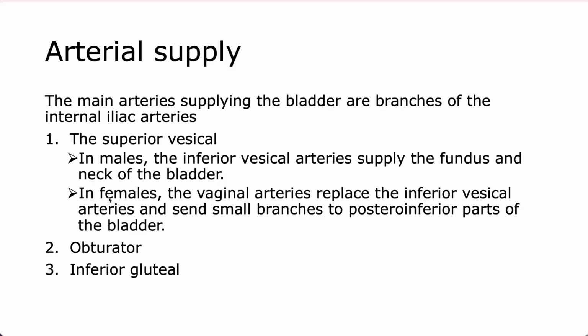So in females, instead of inferior vesical, we have the vaginal artery. So that is a replacement, and that will be responsible to supply. And obturator and inferior gluteal will remain the same. So you are expected to differentiate in males what is the replacement, in females what is the replacement for inferior vesical artery. The vaginal artery we don't have in the males, and the inferior vesical artery we don't have in the females. So these are the terms which are interchanging, and you are expected to be good with them.